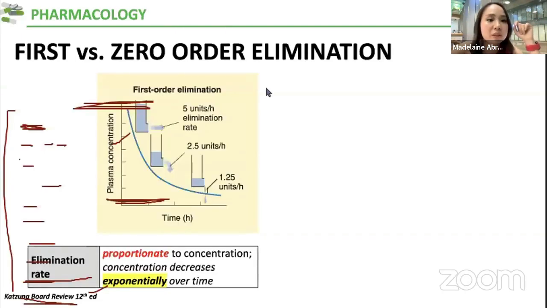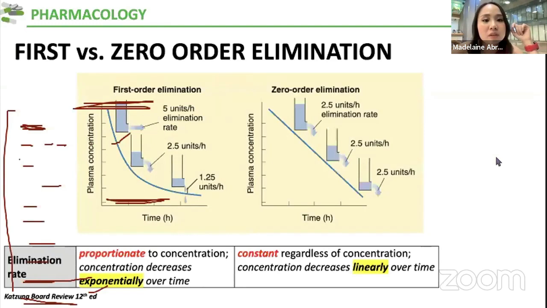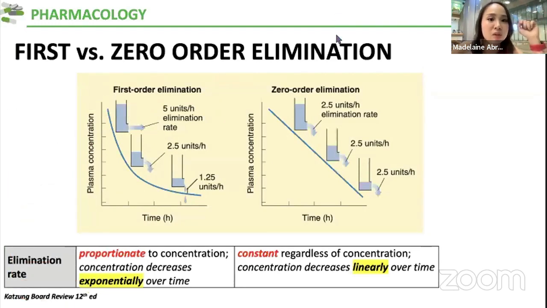So, again, remember this mnemonic. So, we have naman your first versus your zero order elimination. Pag tinuturo ko to sa students, ano lang gusto kong tandaan nyo? Pag first order, we eliminate a constant proportion. First order, constant proportion. Zero order, we eliminate a constant amount. Okay? We eliminate a constant amount.